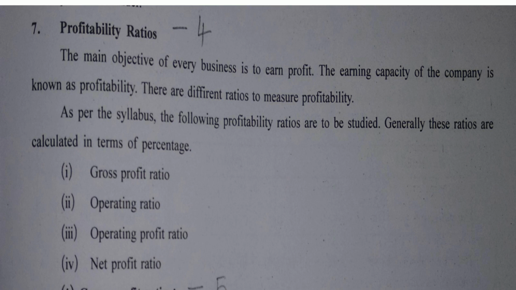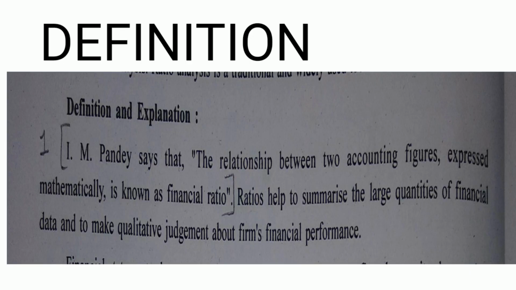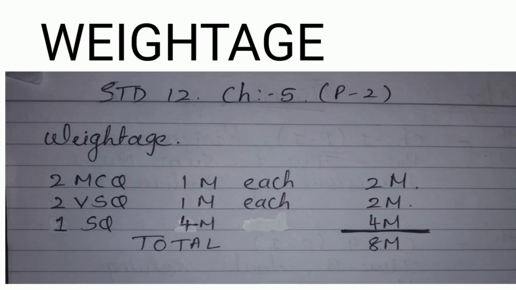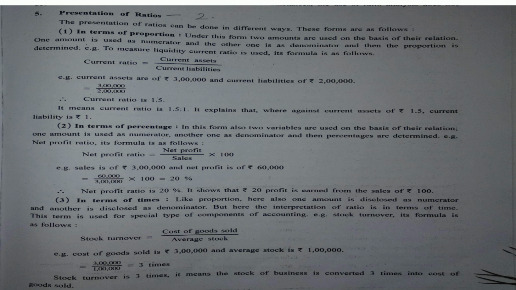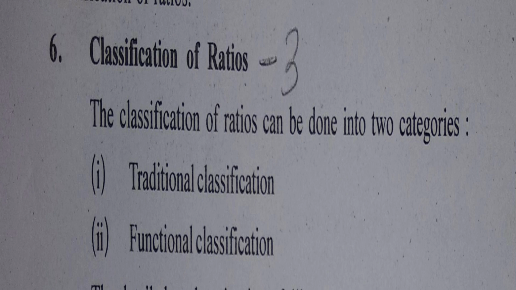So what you are going to do is write all the points that I have explained in today's lecture from the beginning, and whatever I'll explain till the end. The very first thing that you will write is weightage in your fair book. Then you will write down the definition. Then you will write down presentation of ratios: in terms of proportion, in terms of percentage, in terms of times. No detail is required here. Okay? Then you will write down classification.